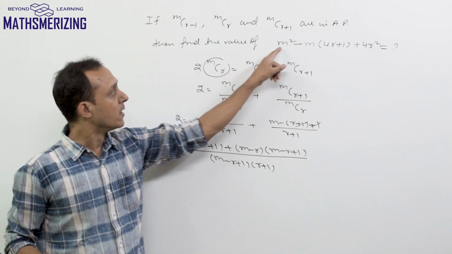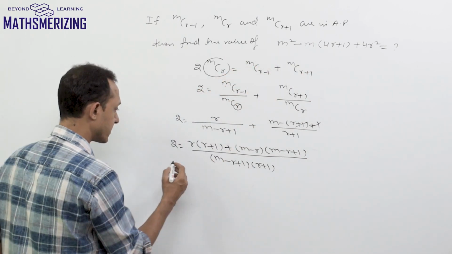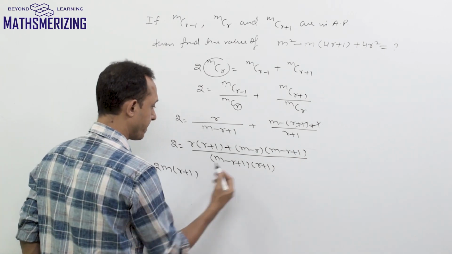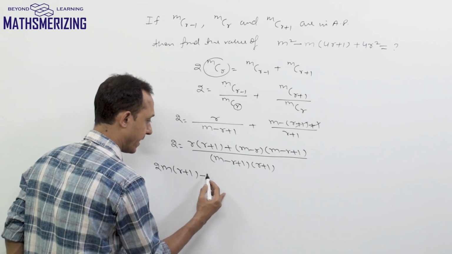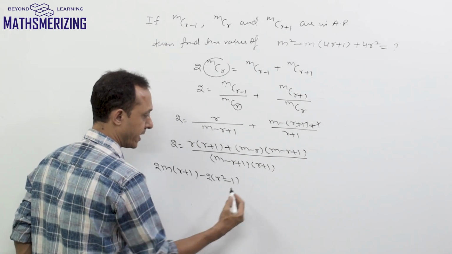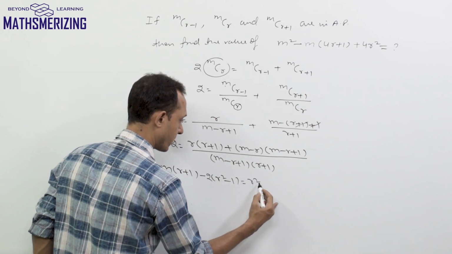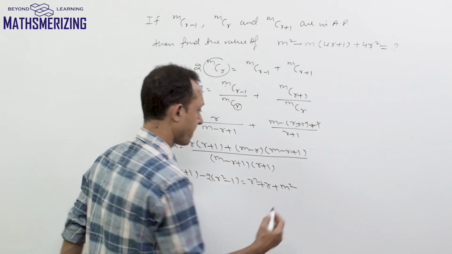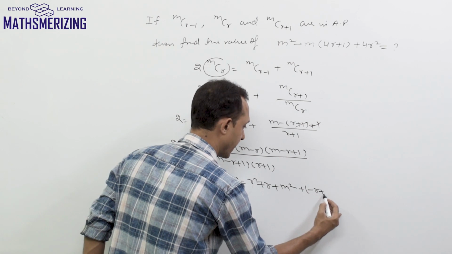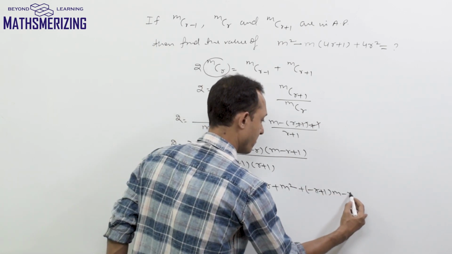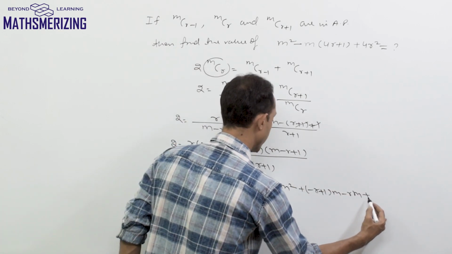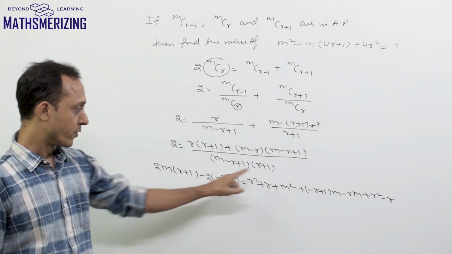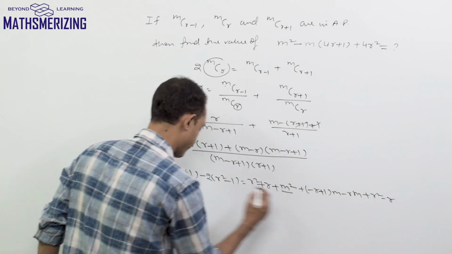Now I need to express it as a quadratic equation in m. So I'll write it as 2 times m into r plus 1 and then minus 2 times r square minus 1. Here it will be r square plus r, and then I'll have this as m square minus r plus 1 into m minus r into m, and then plus r square minus r. Now I'll take everything on the right hand side. So I can write m square.